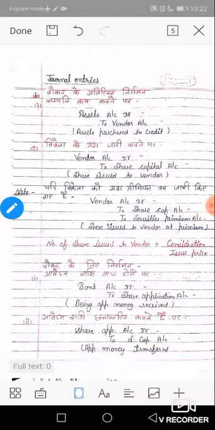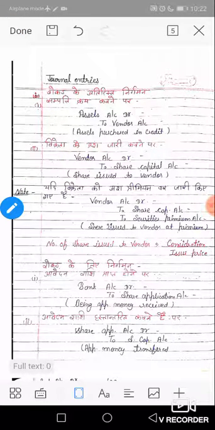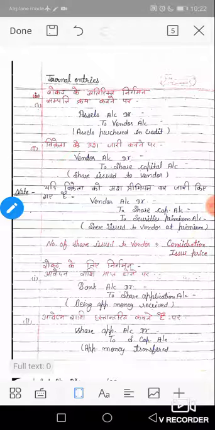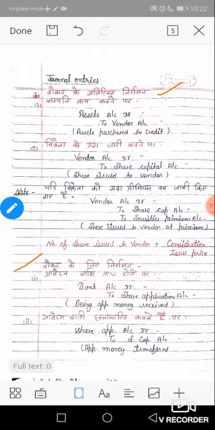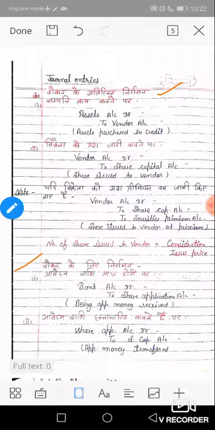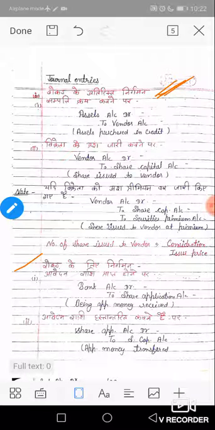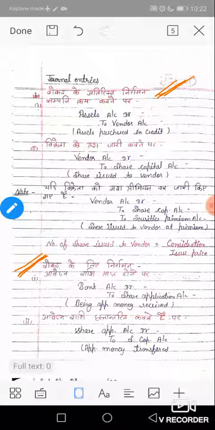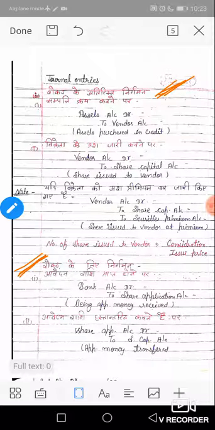Okay, so in the last class we had seen that we can issue shares in two ways. First is issue of shares other than cash, and next is issue of shares for cash. First of all, we will see issue of shares other than cash.